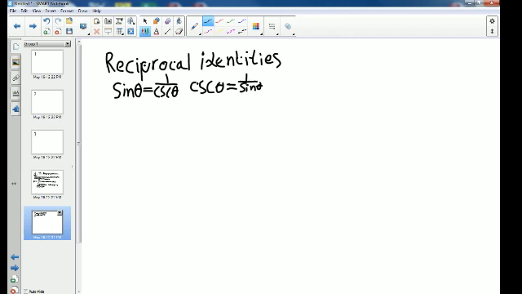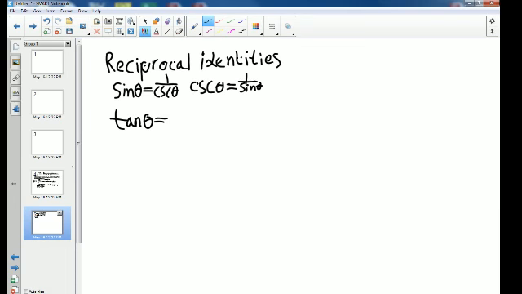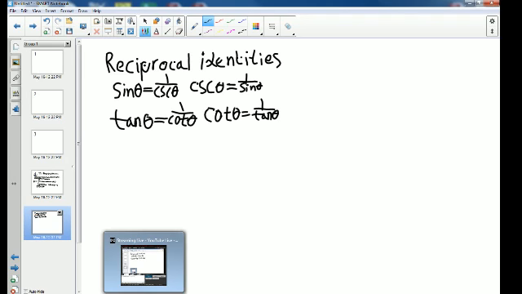So let's say I have tan theta. What would that equal? Pause the video if you need to. It'd be 1 over cotangent, because of the reciprocal identity. Same with cotangent theta equaling 1 over tan. And that applies for every trig identity right here.